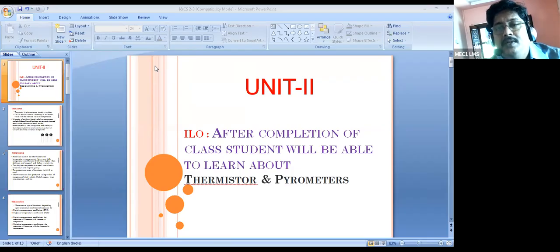Whereas in the Seebeck effect, the two joined materials are not maintained at two different temperatures, and a potential difference is produced. That effect we call the Seebeck effect.